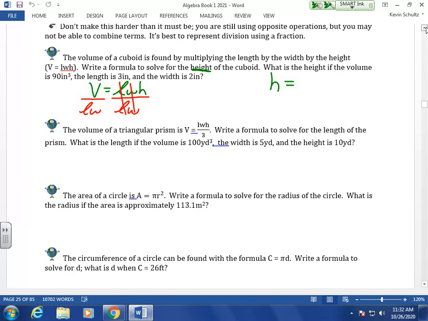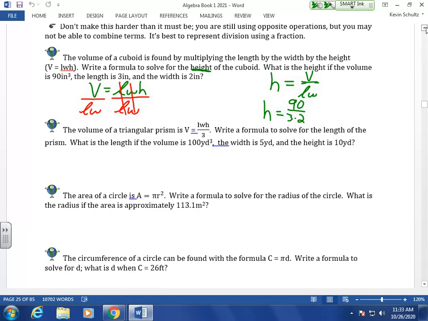The value of H equals the volume divided by the length times the width. So if we know what the volume is, we know what the length is, and we know what the width is, we can say the height is equal to the volume, which is given to us as 90, divided by the length, 3, times the width, 2.